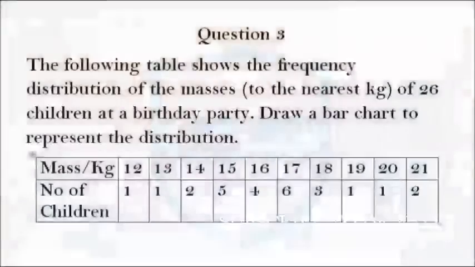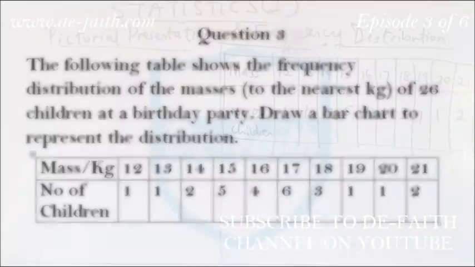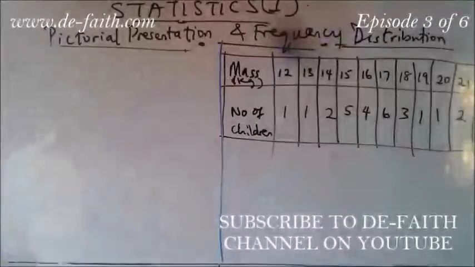Here's the next question. It says the following table shows the frequency distribution of the masses, to the nearest kilogram, of 26 children at a birthday party. Draw a bar chart to represent the distribution. Here we have the masses of 26 children.